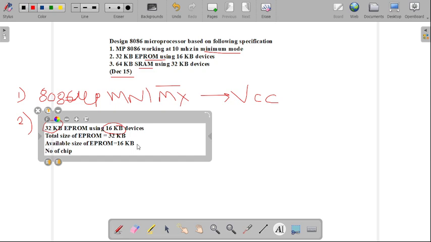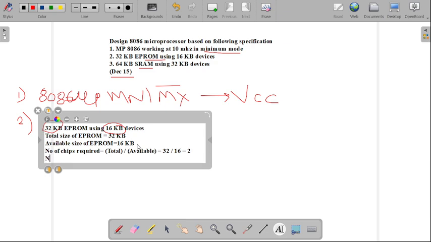First of all, I am finding out the number of chips required. How can we find the number of chips required? It is the total size of our EPROM divided by the available size of our EPROM. The available size of our EPROM is 16 KB of devices out of 32 KB of our EPROM. So I'm writing here 32 divided by 16, and we got the number 2. So two chips will be required.